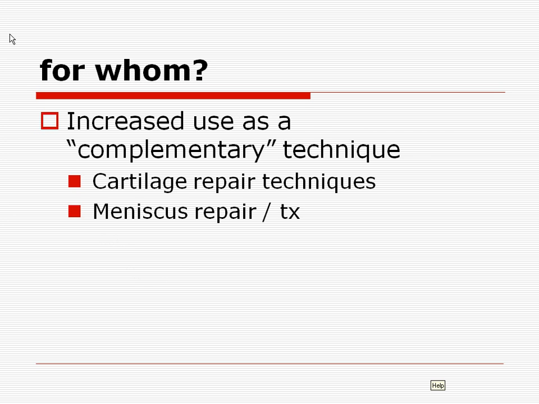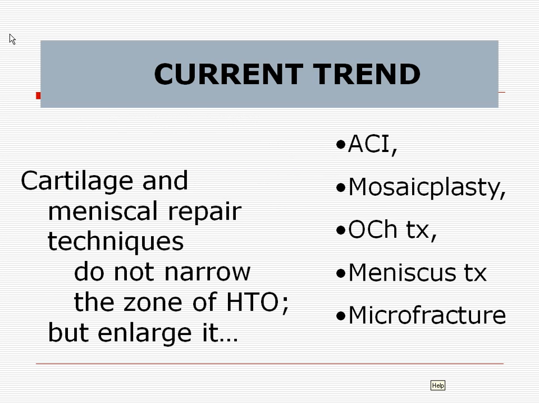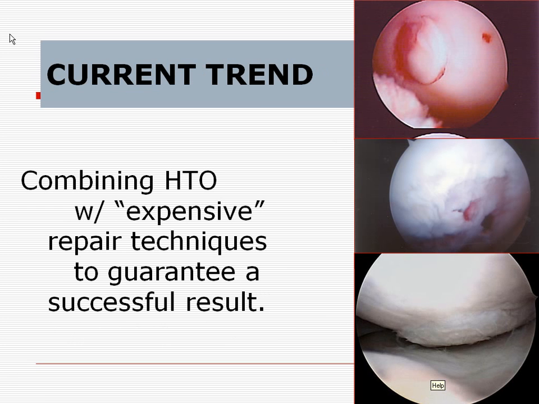There are some new territories to be landed by high tibial osteotomy, by the emergence of new technologies in cartilage and meniscus repair. These techniques are sometimes quite expensive, both physically and biologically, and they enlarged the zone of high tibial osteotomy. To guarantee successful results of these expensive techniques, they need proper biomechanics, which high tibial osteotomy provides, and you can combine both techniques, cartilage repair and high tibial osteotomy, at the same time.